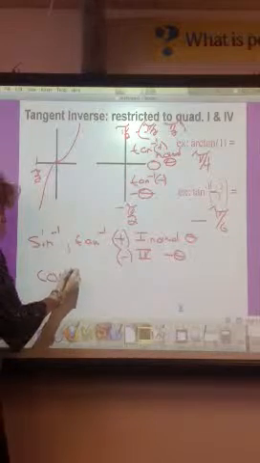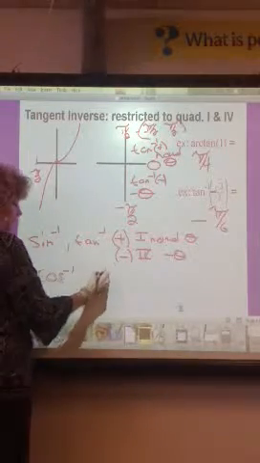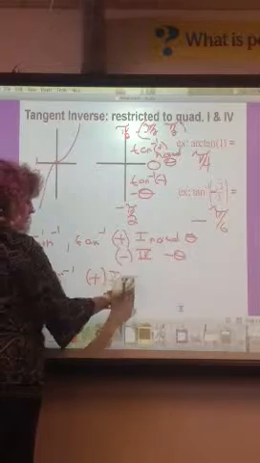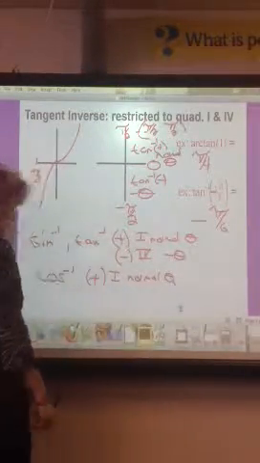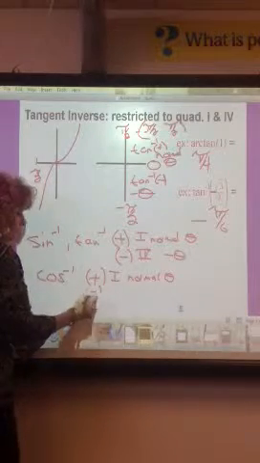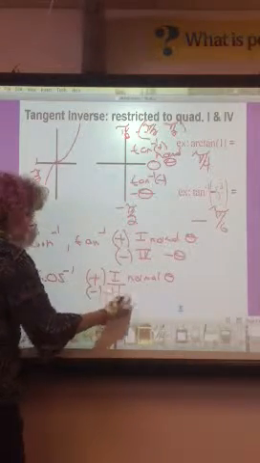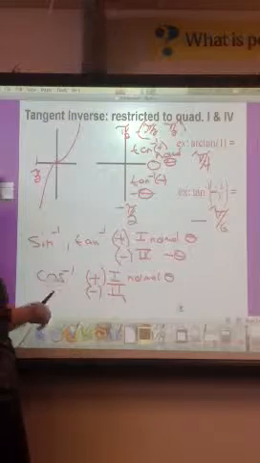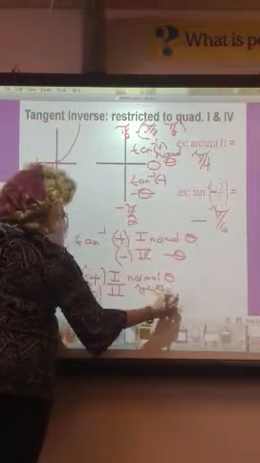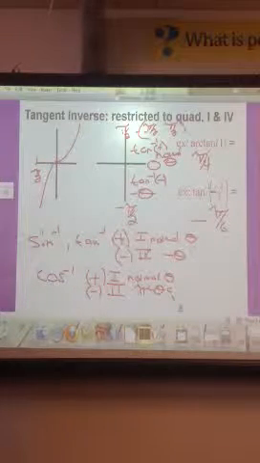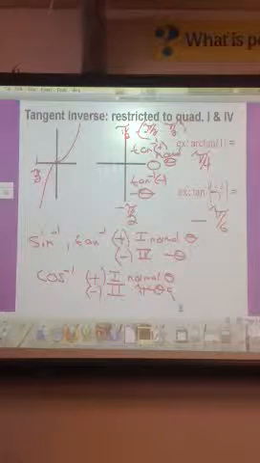Cosine inverse. If it's positive, that means you're in quadrant 1 and you get a normal theta. But if you're negative, you have to send it to quadrant number 2. And to get your theta for quadrant number 2, you have to take pi minus your theta to get it. So it depends on where you land and what you get.